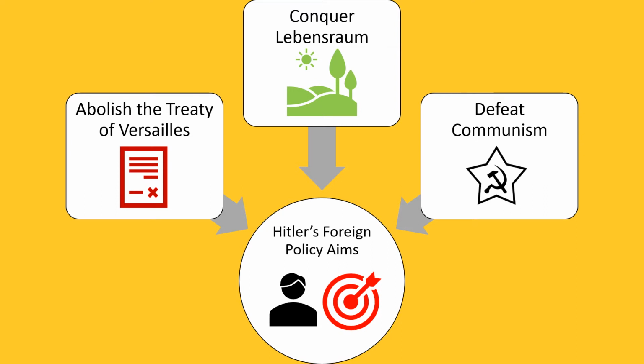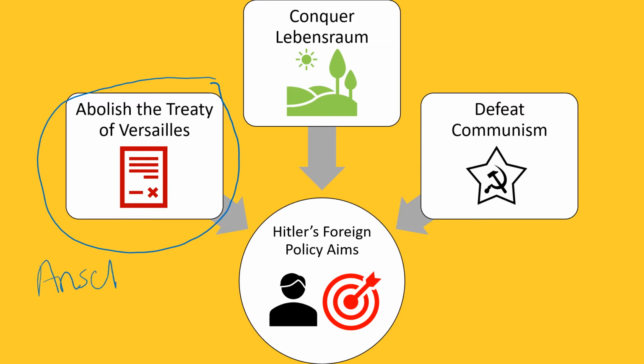Just coming back here to the main three aims that Hitler had with his foreign policy, because the successful attempt at Anschluss in March 1938 is going to cover a few of these different areas. So first of all, it covers abolishing the Treaty of Versailles, because as we're going to see when we recap the key term in just a second, Anschluss itself was directly forbidden under the Treaty of Versailles. We'll talk a little bit more in a second about why that was.